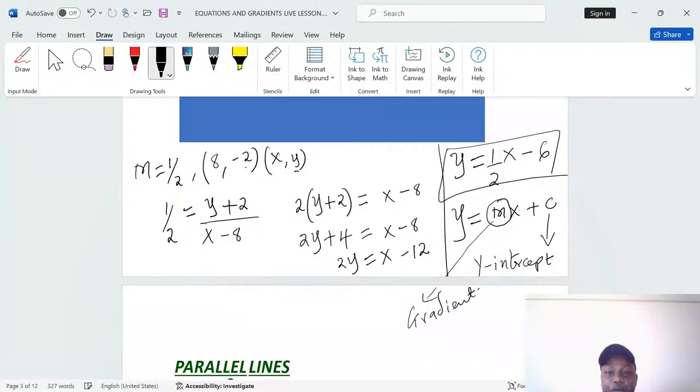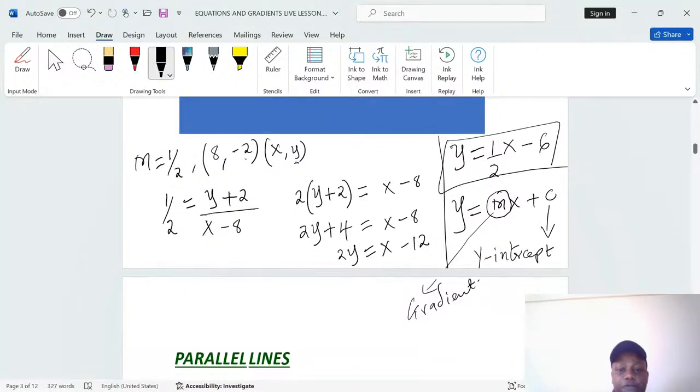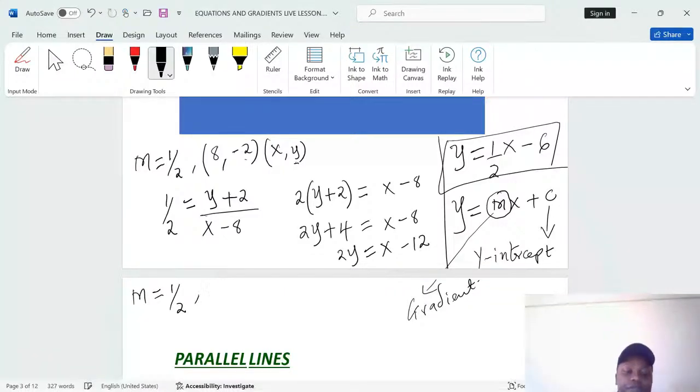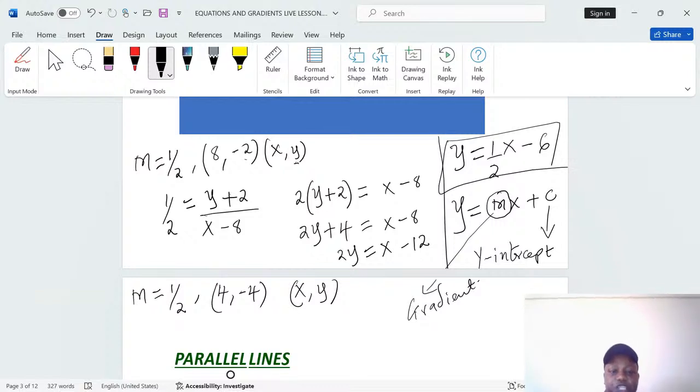I want to give you a simple assignment of expressing the same equation using the gradient, which is half, and the other coordinate, which is 4, -4. And we let another coordinate be xy. Express the gradient using this second option of coordinate, and a coordinate xy. Let me know whether you are getting the same equation.